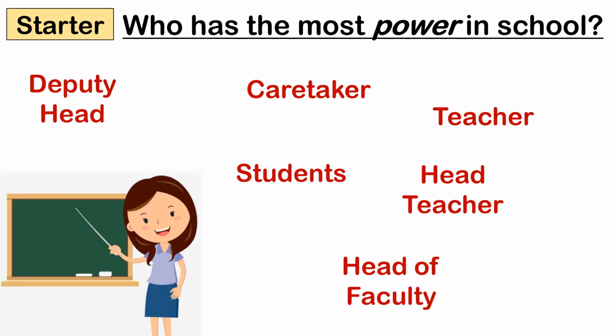Right, so the first thing I want us to do, I want us to try and think about who has the most power in school. So there are 6 different groups here. I have the deputy head, the caretaker, the teacher, the students, the head teacher, and the head of faculty. I want you to rank these from the ones that have the most power to the least power in a school. So if you can pop this video on pause, I'll give you time to do that.